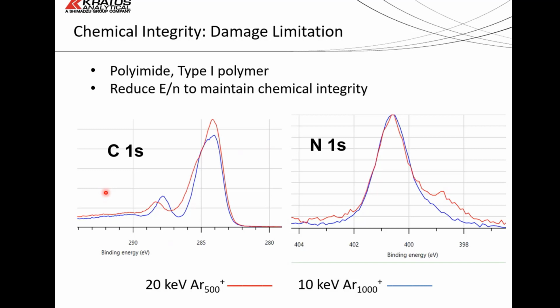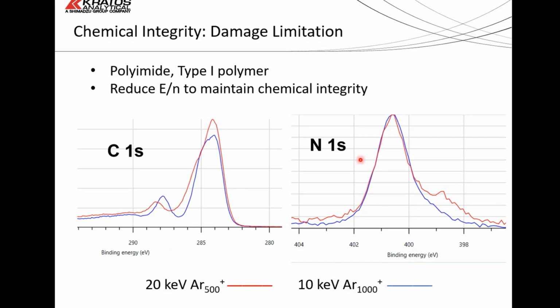We have C1s spectra and N1s spectra after zapping it with cluster ions for the same fluence. The red spectra is after 20 kV argon 500, so this is way into that high energy-per-atom regime, compared to the blue curve, which is data from our 10 kV argon 1000. In the C1s spectra after zapping our polymer with the 20 kV, you can see a sharp peak at about 284. That's our typical graphite peak, so everything's turning to graphite. There's a little bit of mush in there.